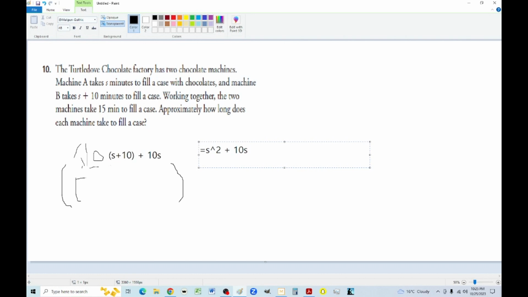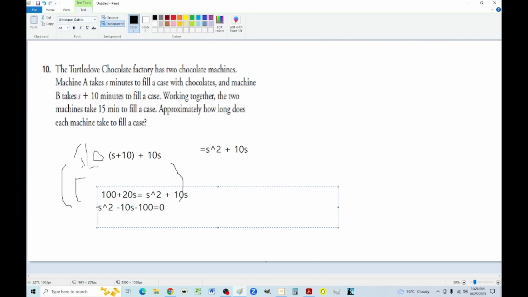That's what you're going to have. If we multiply through the left side, I get 10S plus 100 plus 10S. So technically that's 20S is equal to S squared plus 10S. I'm not sure if this is the right answer, by the way. So putting it all on the right side, I get S squared minus 10S minus 100 equal to 0.